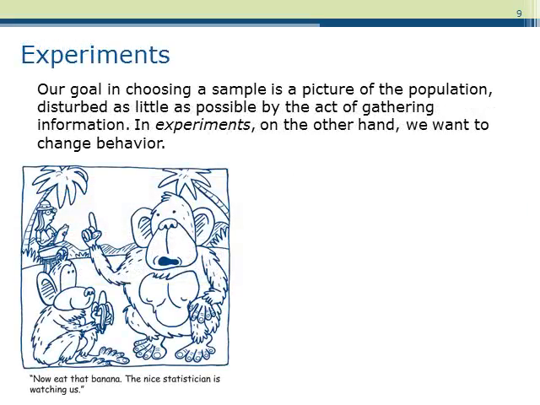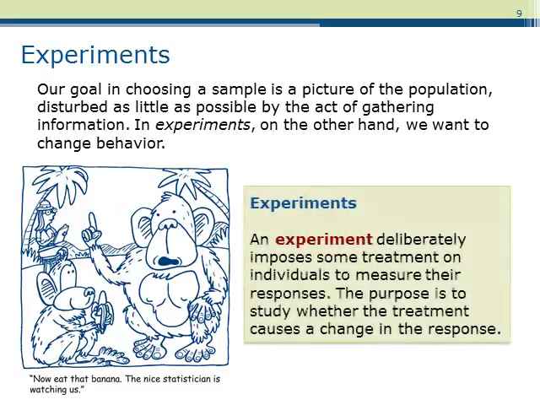Recall, in an observational study, the researcher collects data in such a way so as not to influence the responses of the individuals. An experiment, on the other hand, is in direct contrast to this. An experiment deliberately imposes some treatment on individuals to measure their responses. The purpose is to study whether the treatment causes a change in the response.